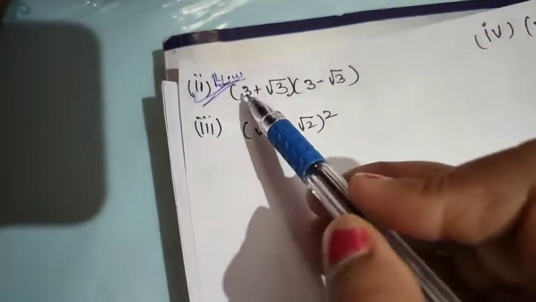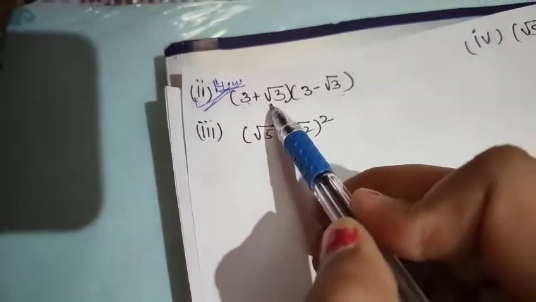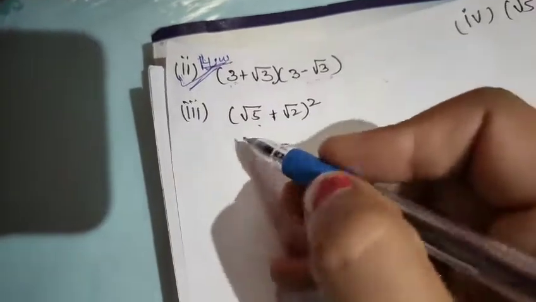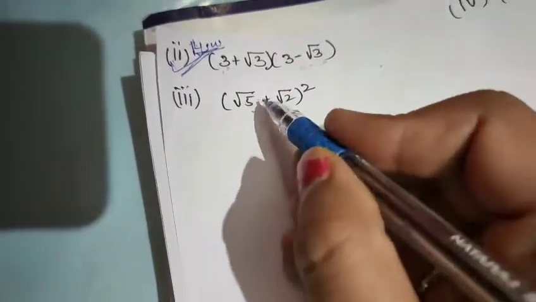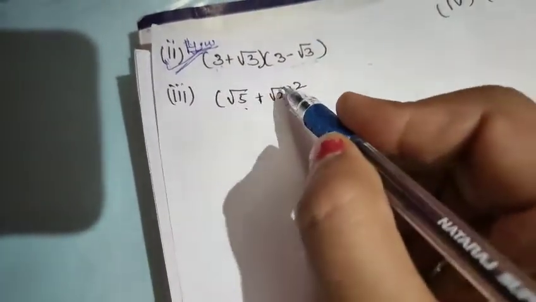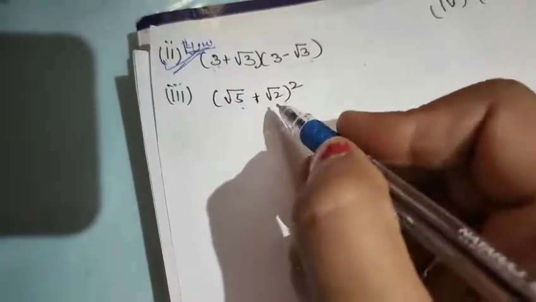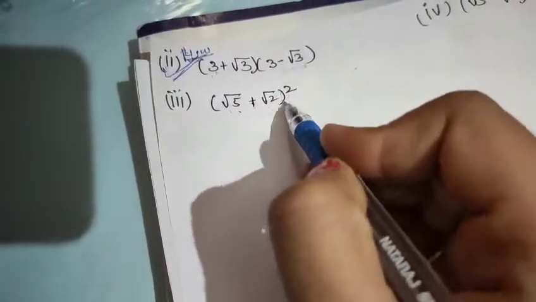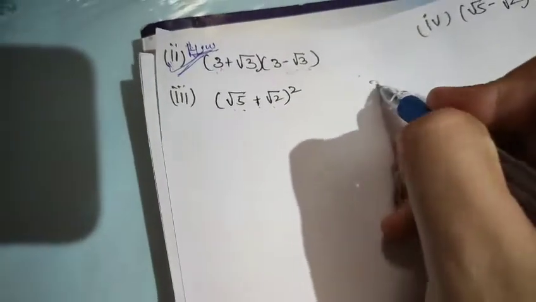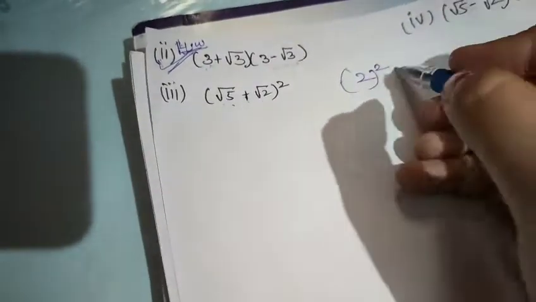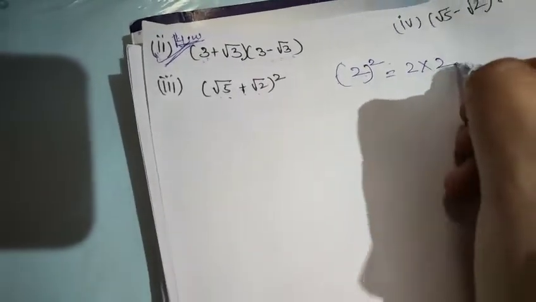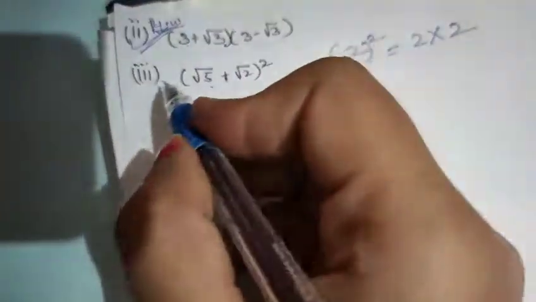First multiply 3 with this bracket, then root 3 with this bracket and solve it. Now the third part, it's not even so complicated, but as it is written some other way, so look here. As it is written, root 5 plus root 2 whole square. What do you mean by whole square? If I write 2 to the power 2, that means you are multiplying 2 two times.